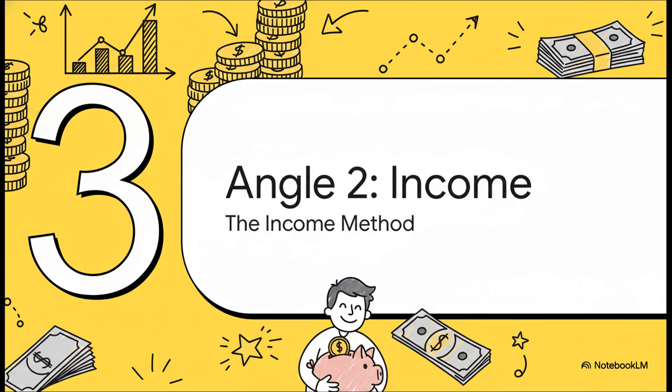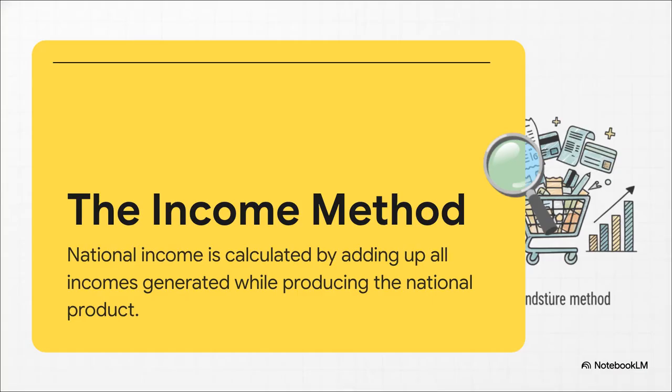Instead of looking at what we make, we can measure the economy by looking at what we all earn. This is called, you guessed it, the income method. Now, the logic here is really solid. Every single dollar spent on a final good or service has to end up as income for somebody.